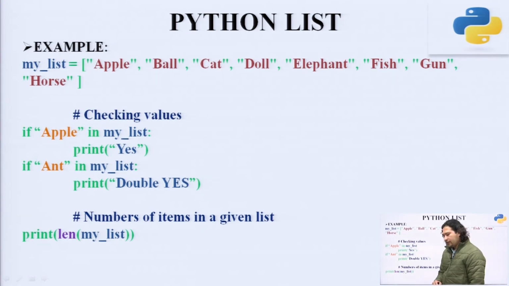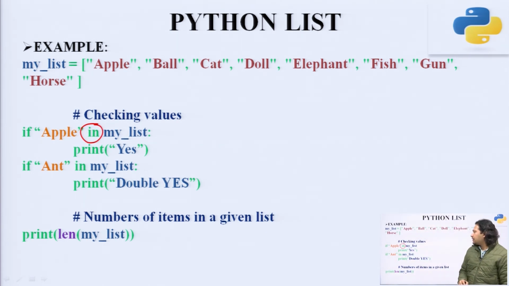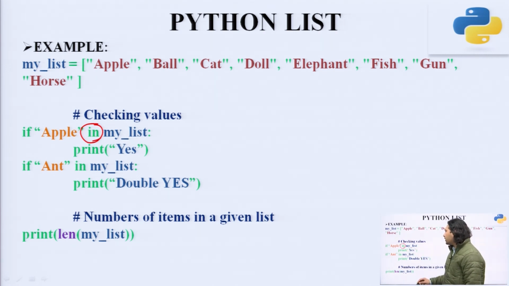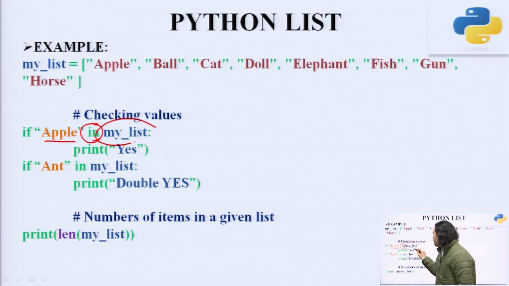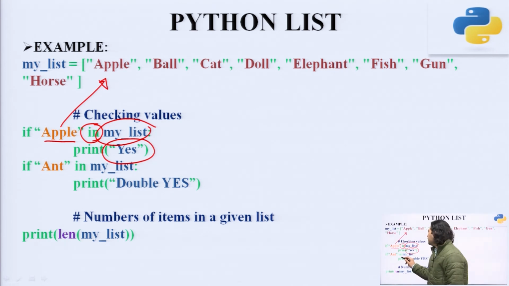Now, the next thing we are going to see is whether the values are available or not, because we are using membership operators. In the previous lecture you have seen the membership operator. So, there is this in. We are using this in as a membership operator in order to find out whether this apple is in my list. So, is this apple there or not? Yes it is. So, you will get the answer yes.